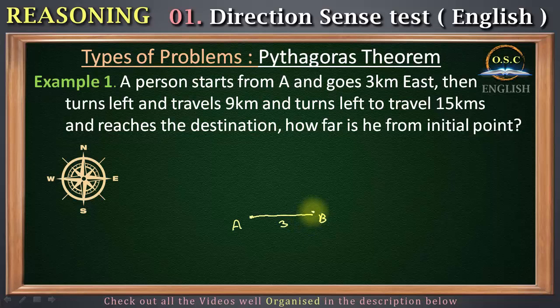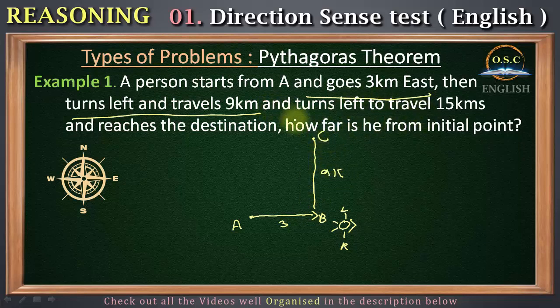So now he is looking in this direction and he has reached B. 3 kilometers he has traveled. What he does is he turns left. What will be his left? If a person is looking this direction, this will be his left hand, this one will be his right hand, these are his two legs. So he turns to his left and travels 9 kilometers. So he turns left, travels 9 kilometers and reaches C.